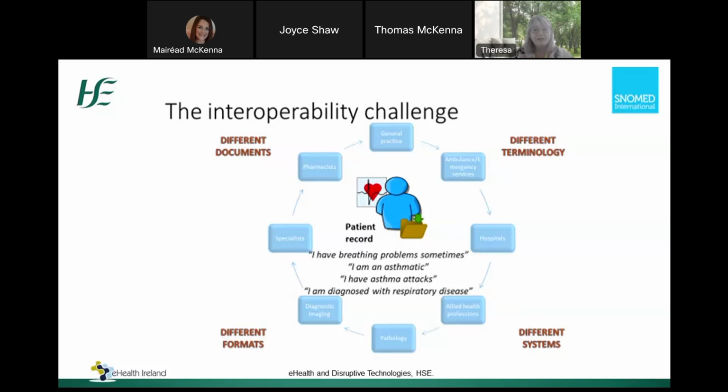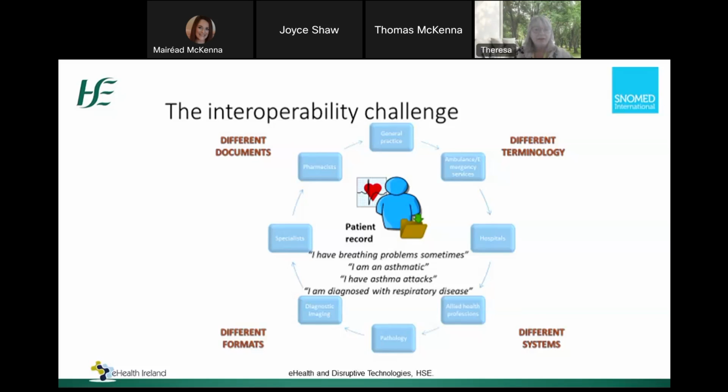In the center of all this is our patient. That is core, but the patient can tell us different things, and that is recorded in different ways in different settings. Obviously, this patient is an asthmatic. They're saying they've breathing problems. They're an asthmatic. They've had asthma attacks, and they're diagnosed with respiratory disease. As human beings, we can understand that. We can interpret that. That's perfectly fine.